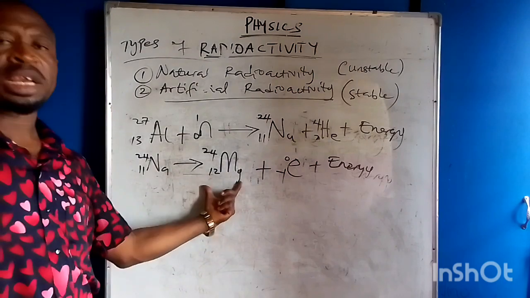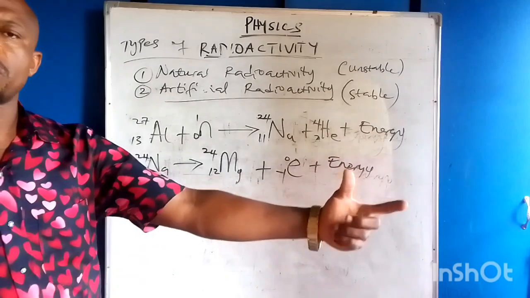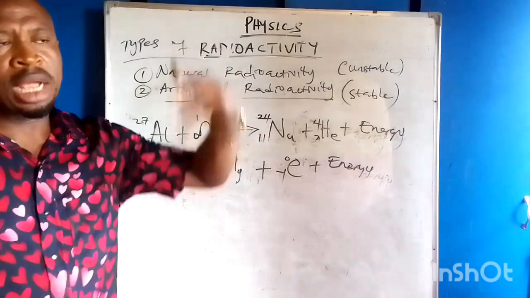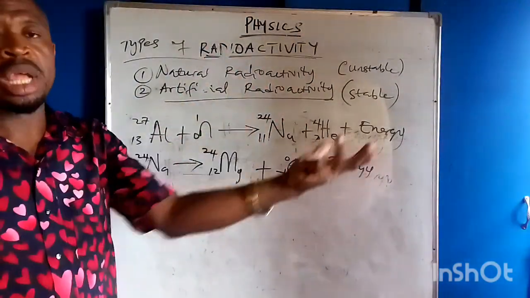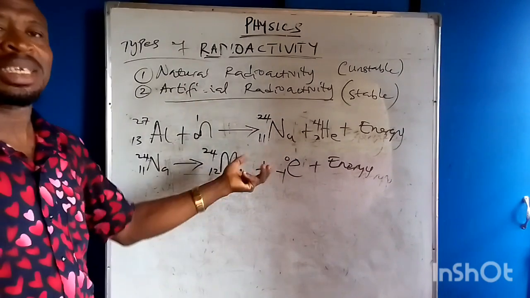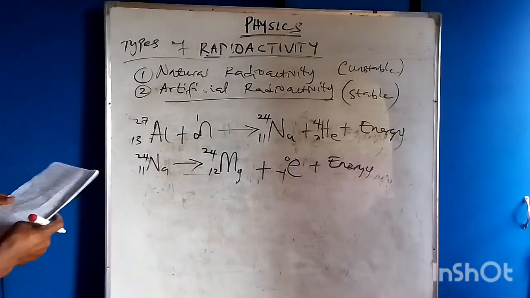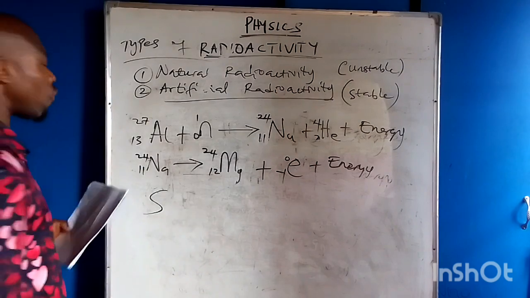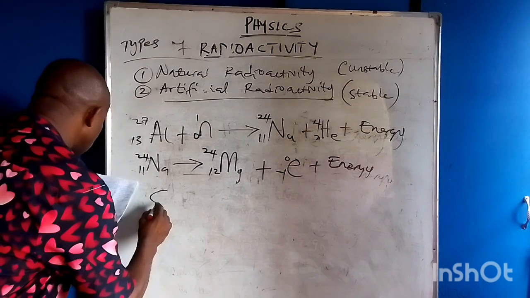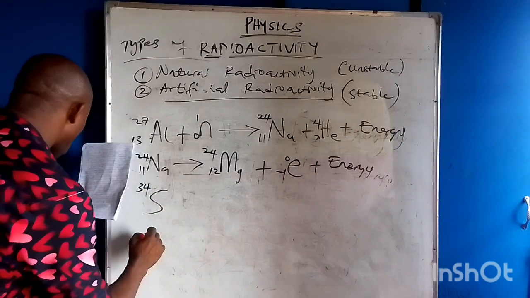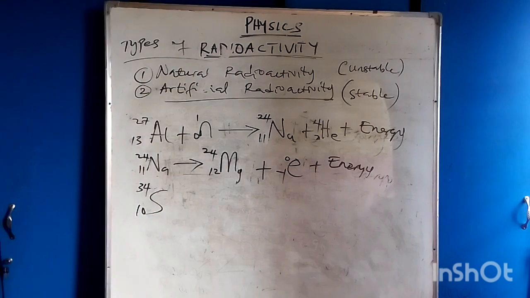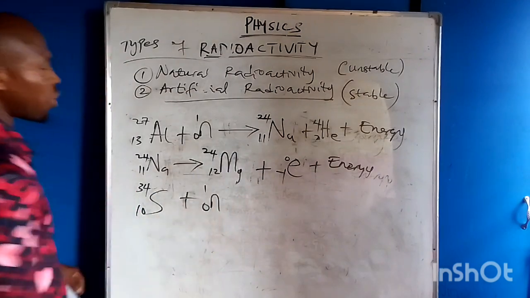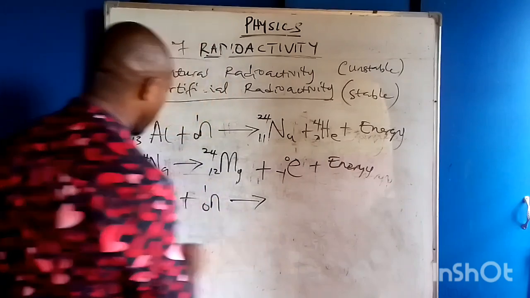Still, this magnesium is a stable nucleus. It has the capacity to break again into another element and then release. It might release a neutron. It might release any other particle. Okay, we can now have, assuming we have an element such as sulfur. Sulfur is 34 here, 34 and 10 here. If you bombard it with a neutron, 1 here, 0 here, it can still give us another element.